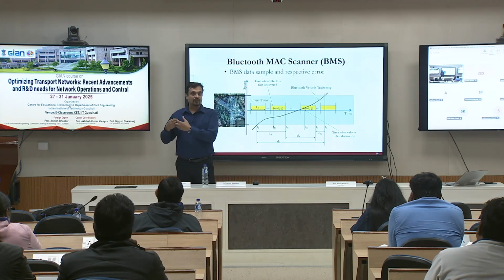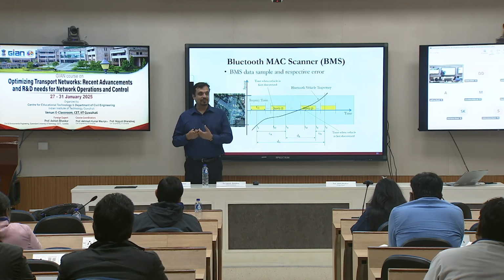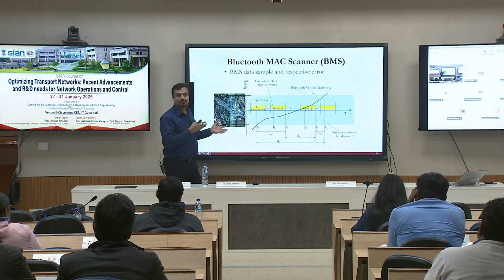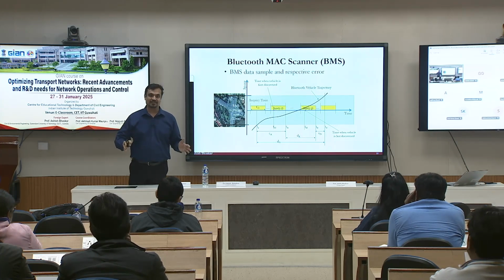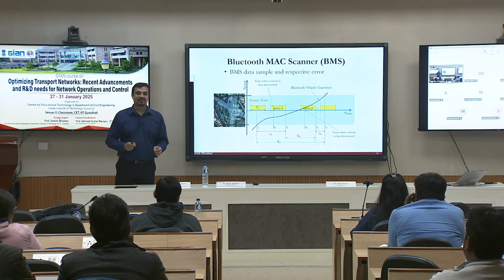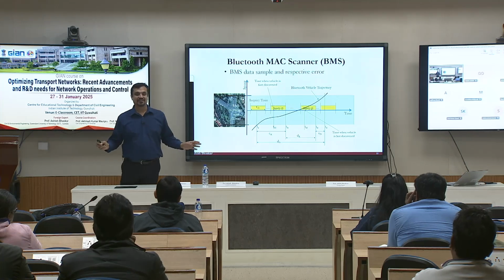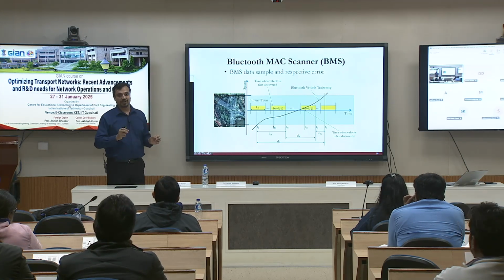So if you are running at a very high speed on that corridor and your scan zone is small, you might not even be detecting that. Another important point here is you are not detecting all the vehicles, all the MAC addresses. You're only detecting some of them. So it's not 100% detection. That's another point you should know.